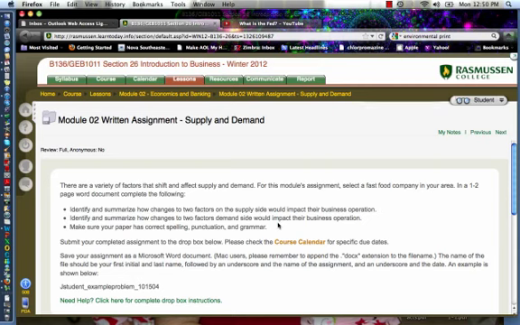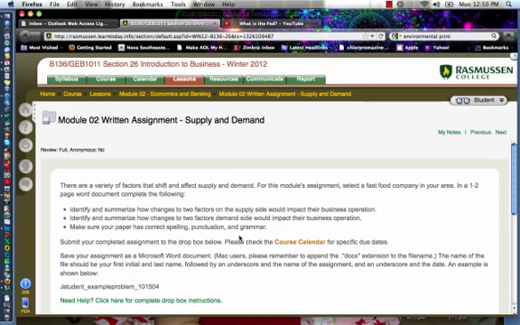What I'd probably recommend doing in order to have a good substantive document is to have an introduction paragraph explaining what you're going to do. Then you can have a paragraph explaining the 2 factors for supply, another paragraph explaining the 2 factors for demand, and then a concluding paragraph.